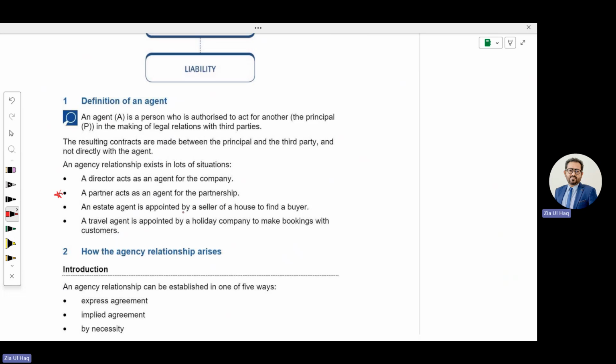An estate agent is appointed by a seller of a house to find a buyer. In the property business, the person who is finding a buyer of the property is acting on behalf of the seller, meaning the owner of the property. A travel agent is appointed by a holiday company to make a booking with a customer. Like in UAE, if you want to book, suppose, a cruise dinner, you cannot book directly with the company. There are some agents in between you and that company who will book a cruise dinner for you. Obviously, they will be charging some commission from the company.